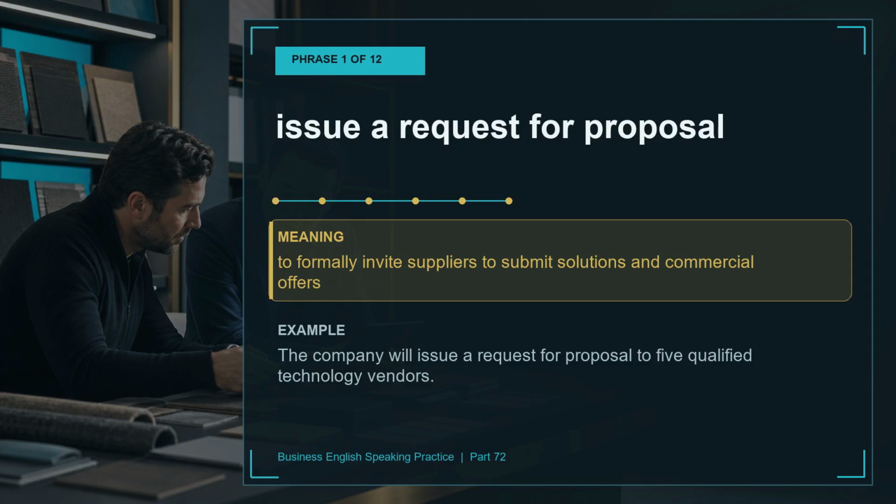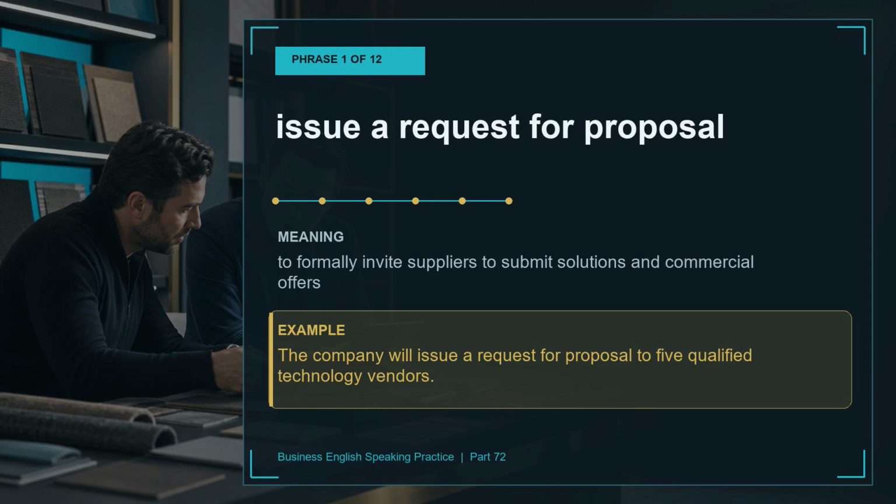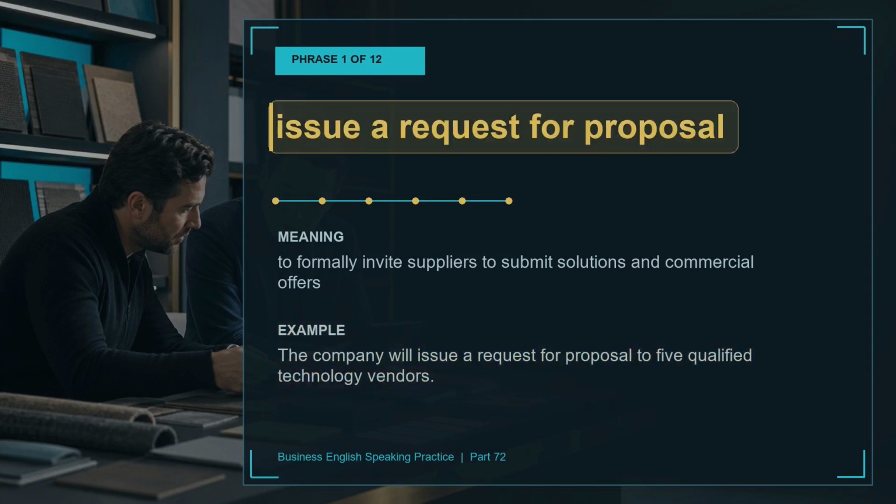Meaning, to formally invite suppliers to submit solutions and commercial offers. Example, the company will issue a request for proposal to 5 qualified technology vendors. A request for proposal explains needs, evaluation criteria, timing, and response requirements. It supports fair comparison. Use this phrase when beginning a structured competitive purchasing process. Now repeat, issue a request for proposal.